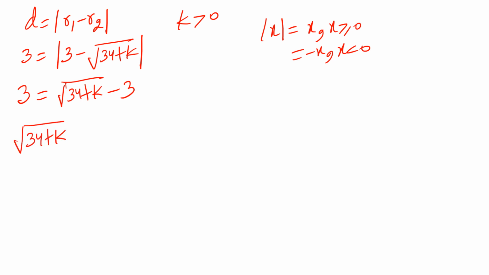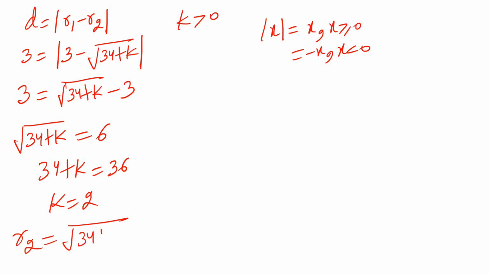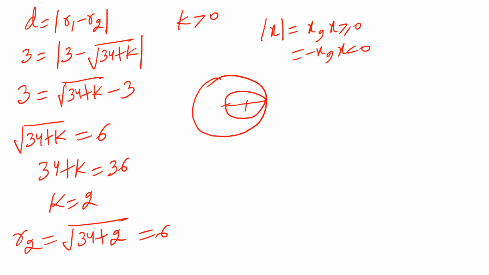So now I can write square root of 34 plus k as 6. If I square both sides, I will be getting 34 plus k equal to 36, or k is equal to 2. Now R2 is square root of 34 plus k, means it is going to be just 6. Fine. So if I try to plot the rough figure for these two circles, then by looking at the data, I can say the center of the second circle will lie on the first circle itself.